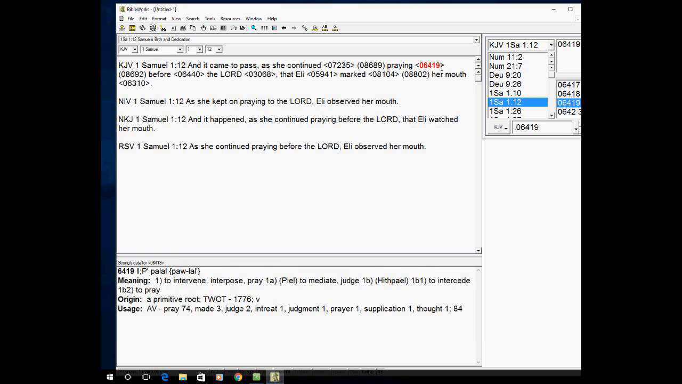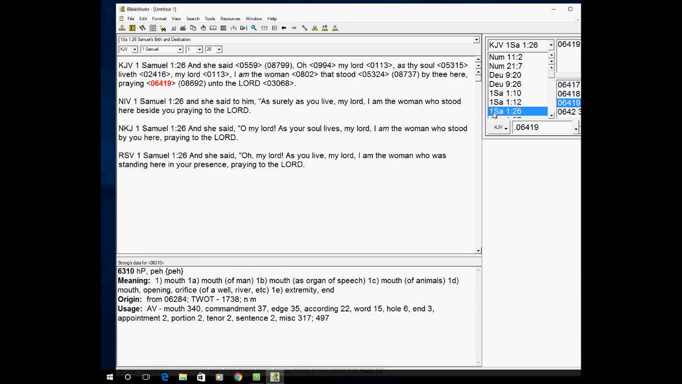Okay, then we see that she kept on praying to the Eternal, and Eli observed her mouth. She was praying silently, and we see that that's a tremendous example for us about how to pray. Again, to ask seriously.